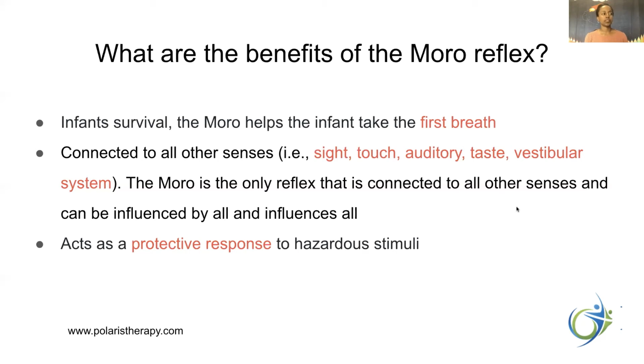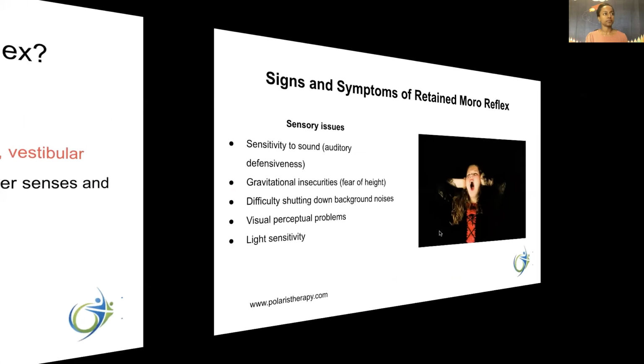And the Moro reflex also helps as the protective response. And it's important for the baby to have this reflex in infant stage, because that's how caregivers know if the kid is threatened, feeling unsafe. So all of this comes together, and it's very important to have the Moro reflex.